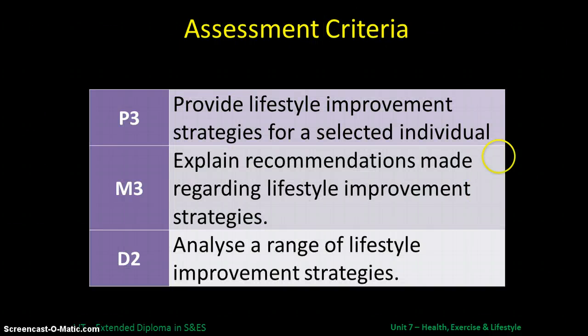So the assessment criteria here, again, we've got pass, merit and distinction, and as you know, these are going to require different levels of information and skill from you. So P3 is providing lifestyle improvement strategies for an individual, so telling them about some strategies at a much more descriptive level. If you can explain those recommendations you've made, so give more reasoning to why you're recommending them, that's merit. And then for distinction, this analyse word means you've got to look at those strategies and see if they've got any advantages, as we assume they have, but also see if there are any disadvantages to them, any reasons why they might be flawed or have difficulty or not work out for a particular kind of client. So look more critically at those lifestyle strategies.